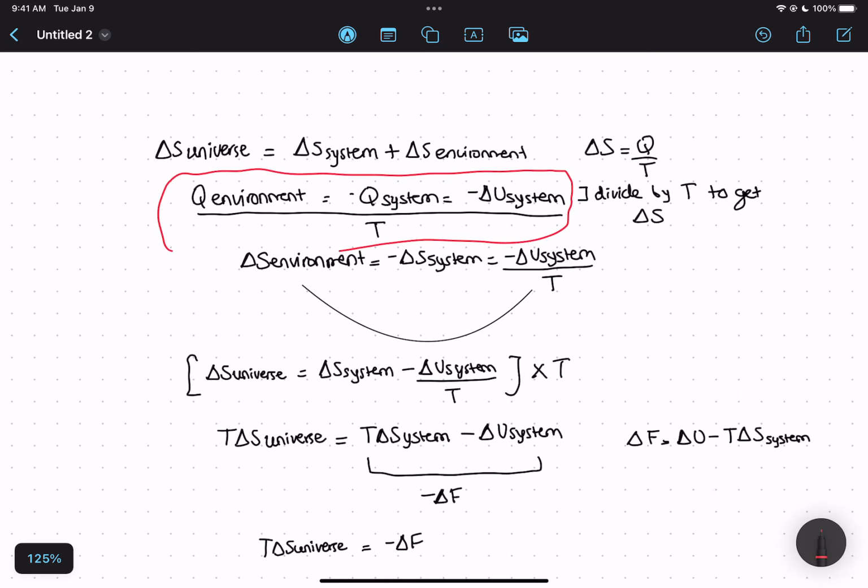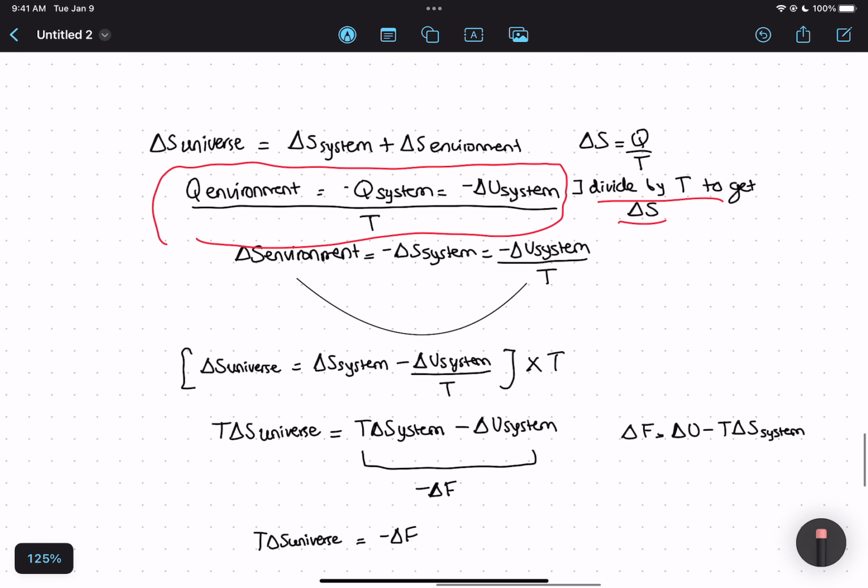So this part right here, if we divide by T to get delta S, then we get Q environment divided by T is delta S environment, right? And then negative Q system divided by T gives us negative delta S system, and negative delta U system divided by T is just negative delta U system divided by T.